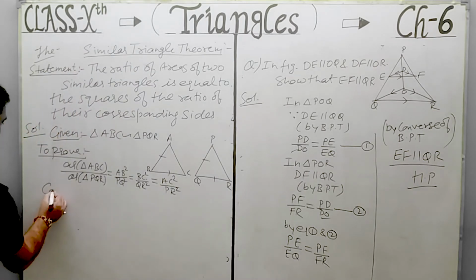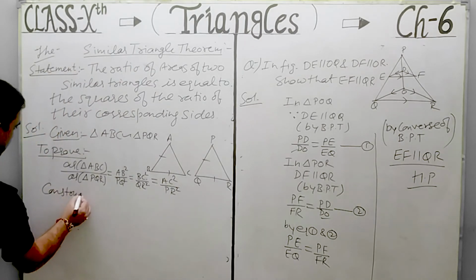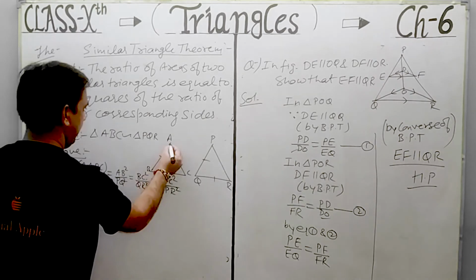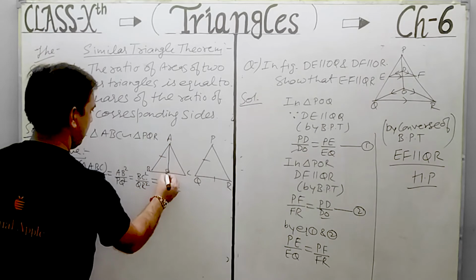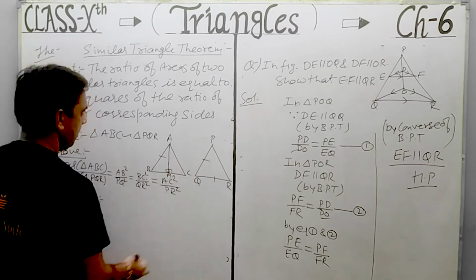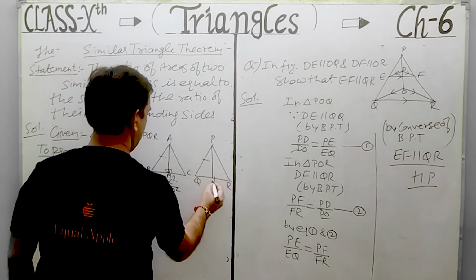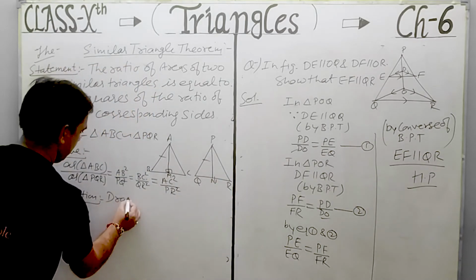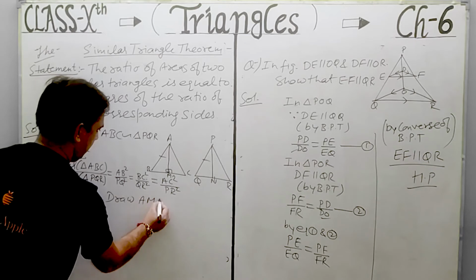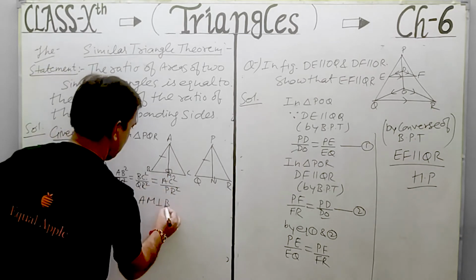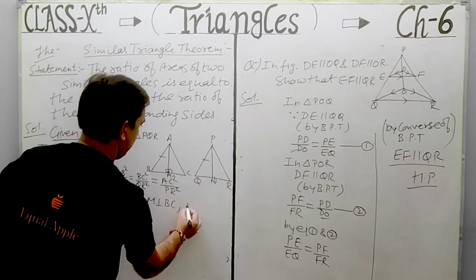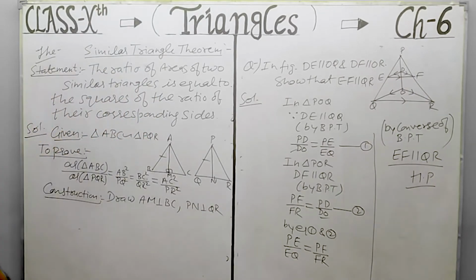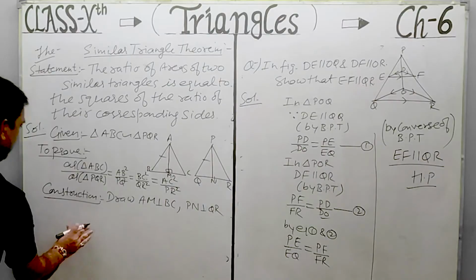Now we will do the construction. In construction, we will draw two perpendiculars here. Draw AM perpendicular to BC and PN perpendicular to QR. Right?